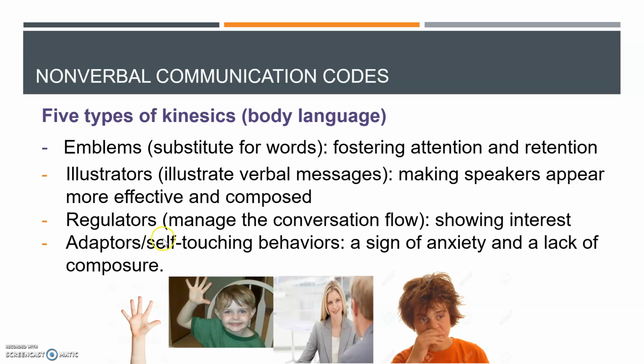The last one is adapters, or self-touching behaviors. This includes all the body movements we do to make ourselves feel more comfortable. For example, if your nose feels itchy, you may rub your nose to feel more comfortable. Other body movements include scratching your arms and picking your nose. And remember, this is the only body movement which may have a negative influence on your persuasion effect.